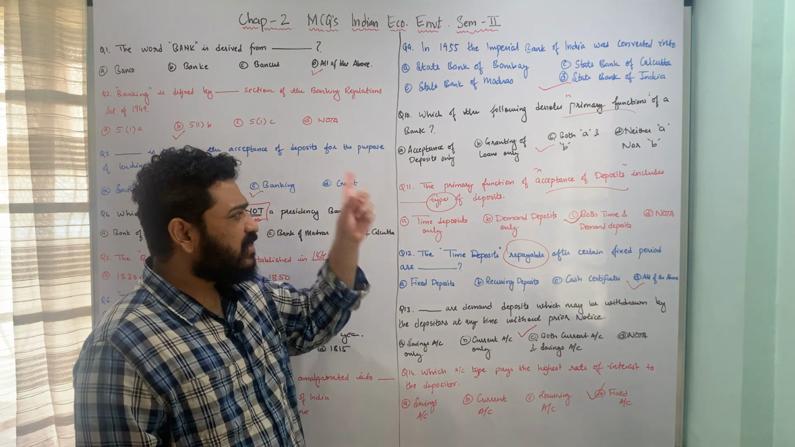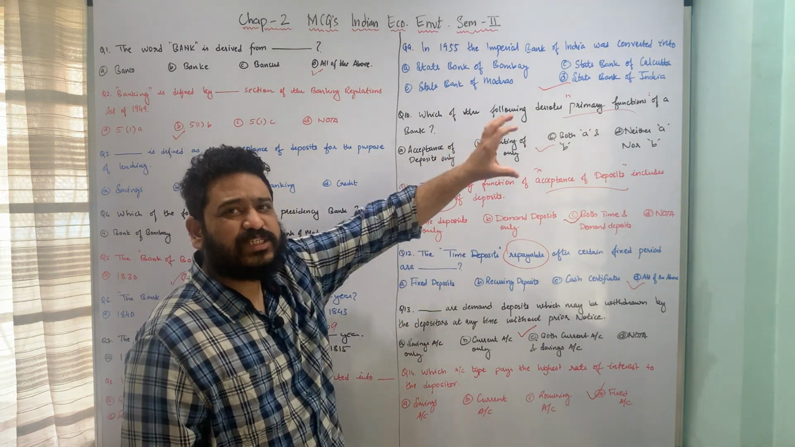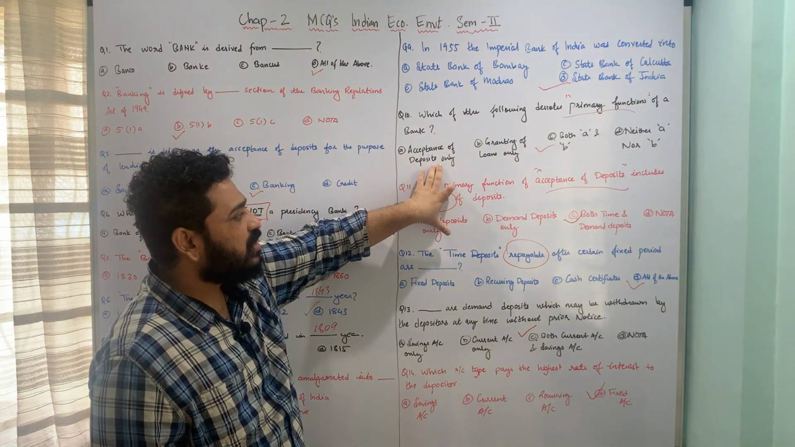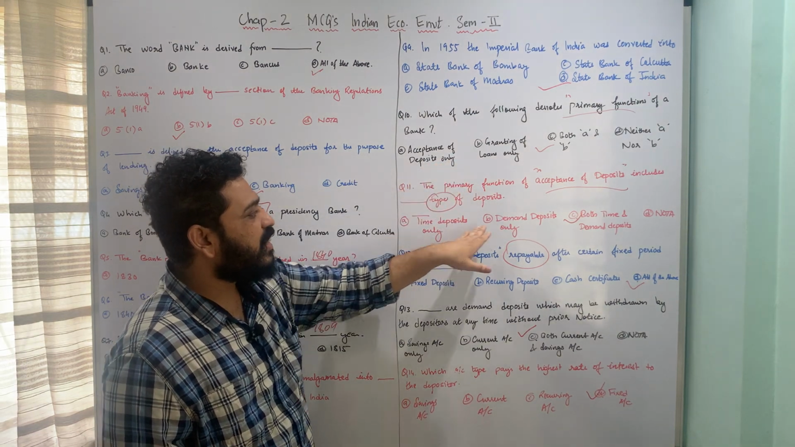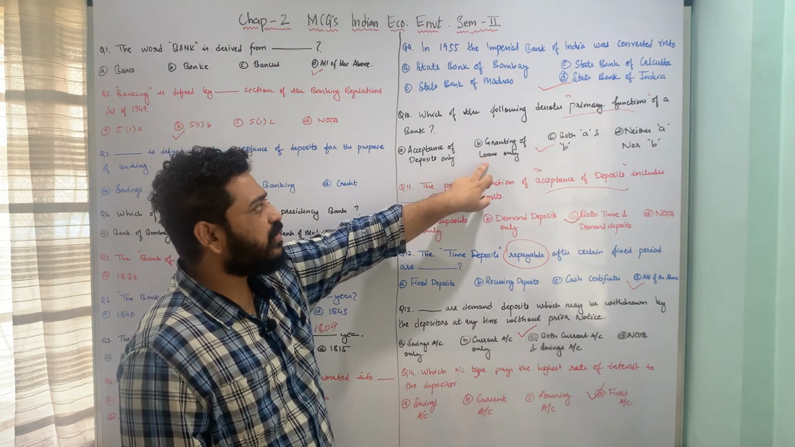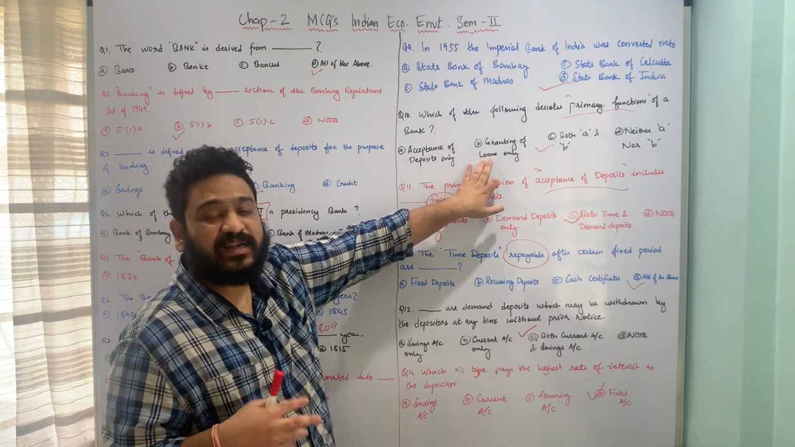So I hope these questions are pretty much clear, and the first part, which is talking about the primary function of acceptance of deposits, is pretty much clear. That is time and demand deposits. Only this has been covered in this lecture. In the next lecture we are going to look at the primary function of granting loans.